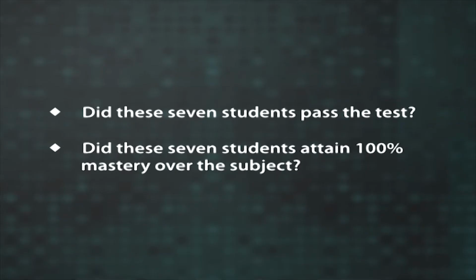Now, the teacher evaluates the results and she has to answer 2 questions. Did these 7 students pass the test? Did these 7 students attain 100% mastery over the subject? The answer to the first question is yes, because the score acquired to pass the test was 50 out of 100. All these 7 students scored 55 marks, hence they have passed the test. The answer to the second question is no, because they couldn't answer all the questions asked on the subject.